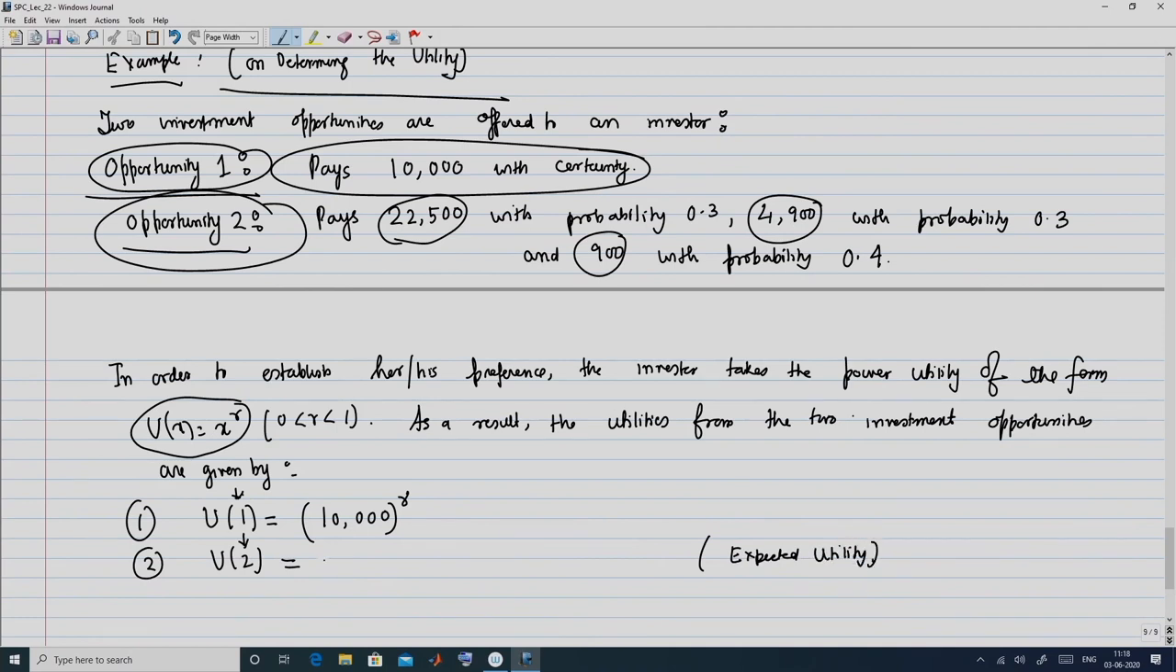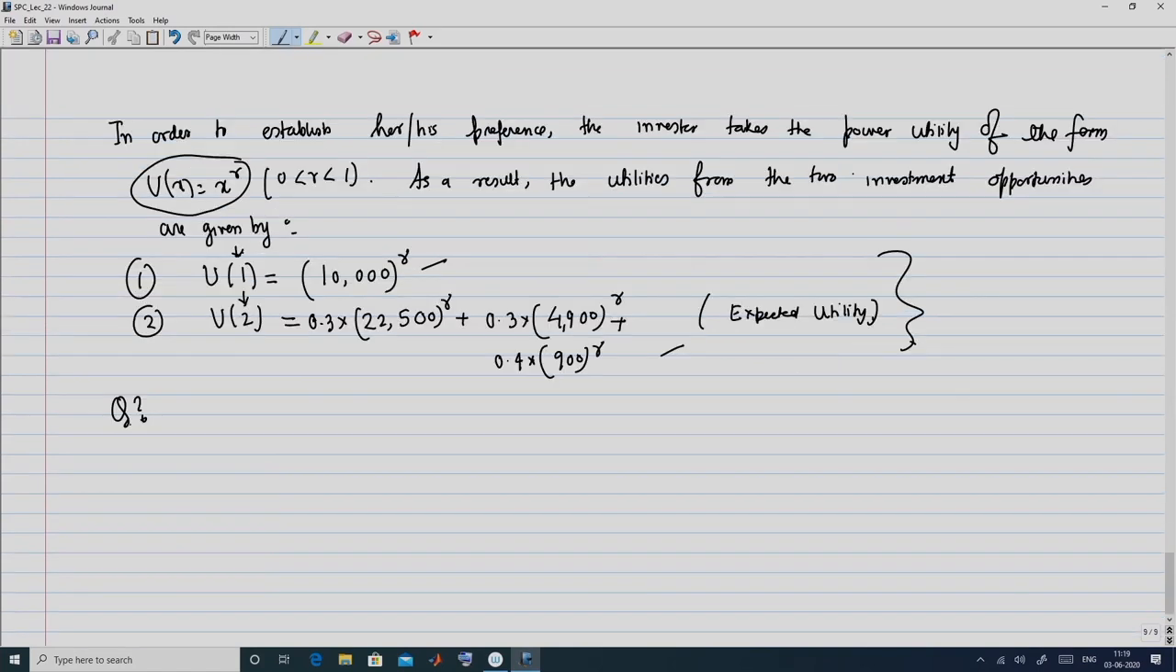And this will be given by, so we had the values 22,500 and the utility is this value raised to gamma multiplied by the probability of 0.3, plus we had 4,900. So we had 4,900 raised to gamma multiplied by the probability 0.3, plus we had 900, the utility of which is raised to gamma multiplied by the probability 0.4. So these are going to be the utilities for the first opportunity and the utility for the second opportunity.